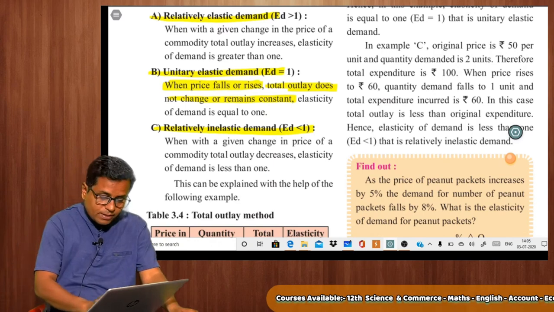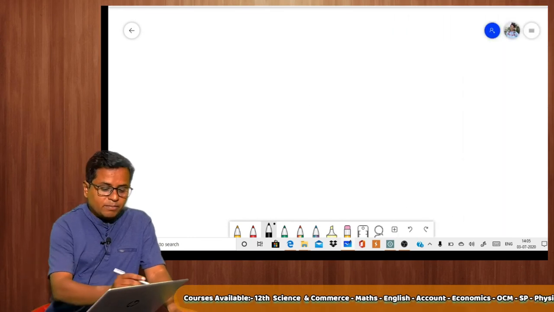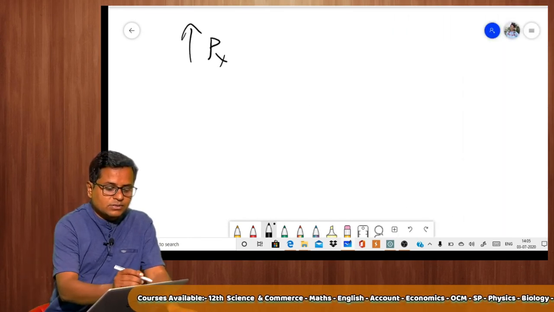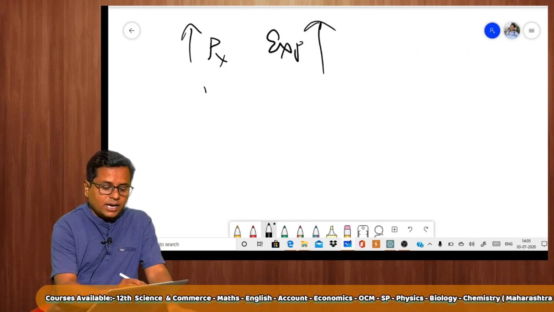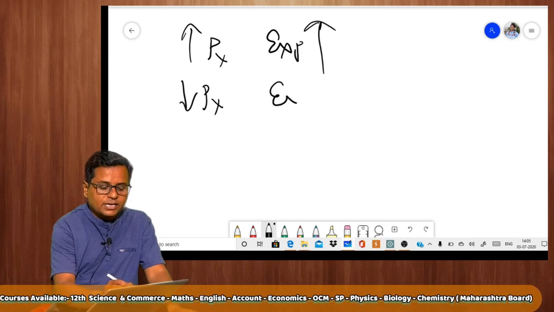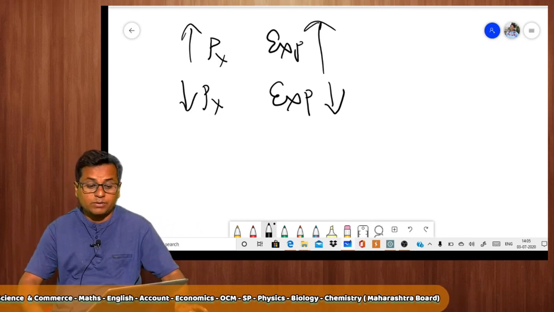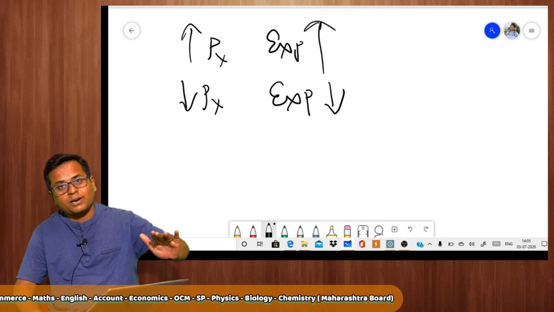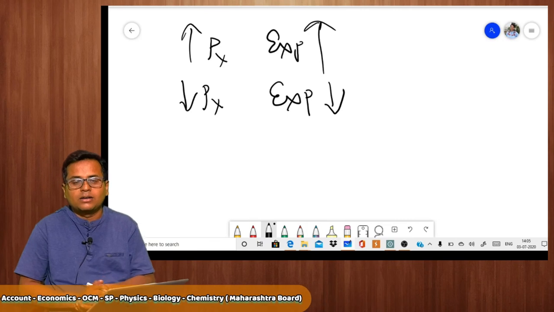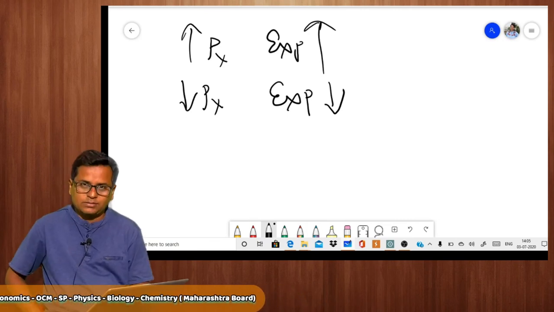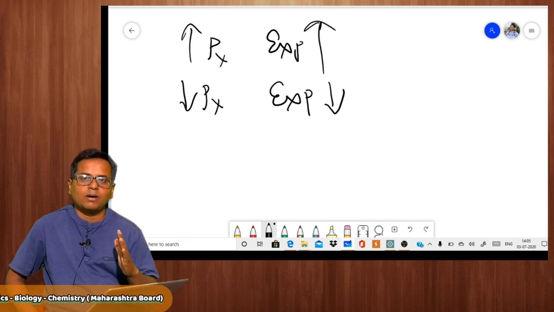Direct means what? With a rise in price, expenditure made on a commodity rises. And with a fall in price, expenditure made on a commodity falls down. There are direct relationships between what? Between the total expenditure made on a commodity and its price. If both are changing in the same direction, then there is said to be relatively inelastic demand.